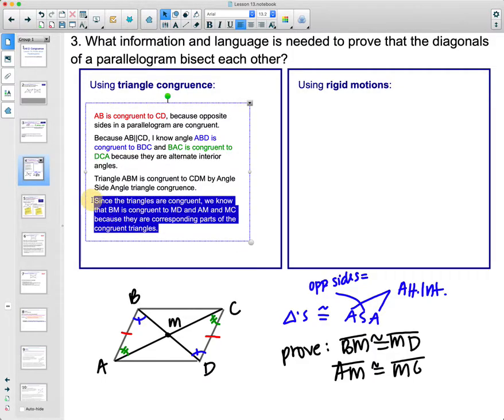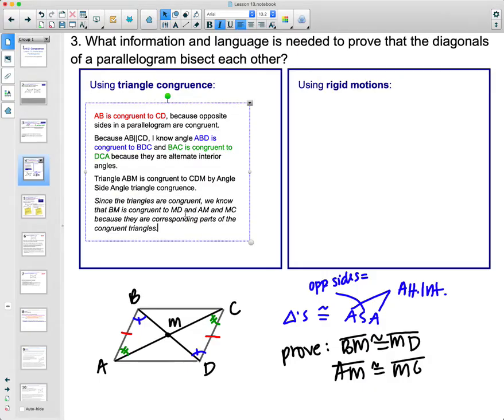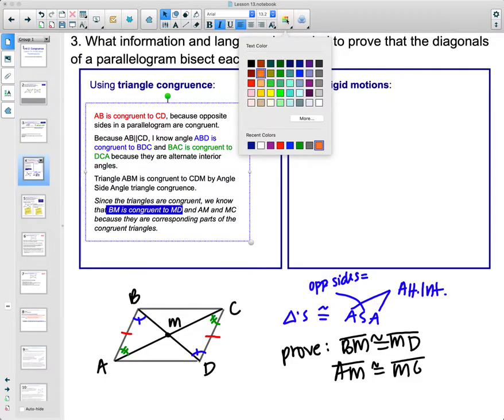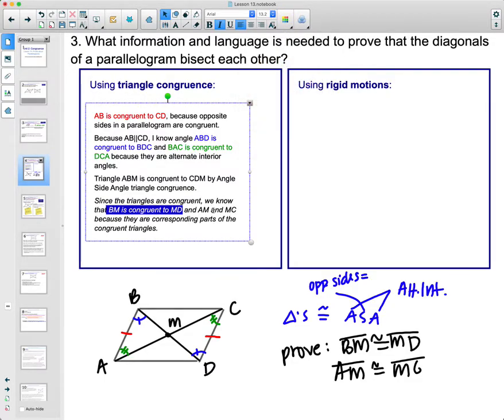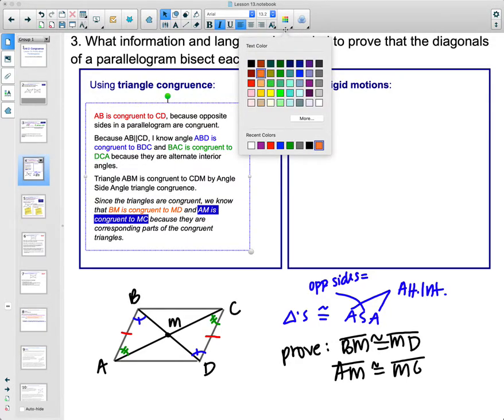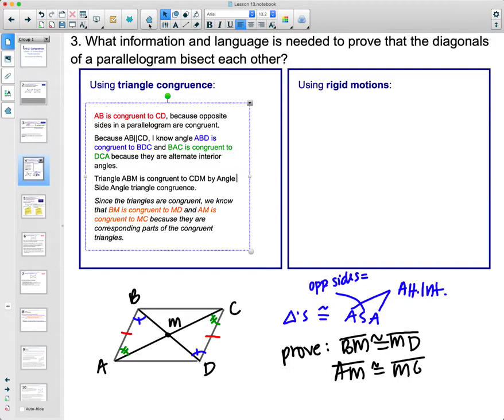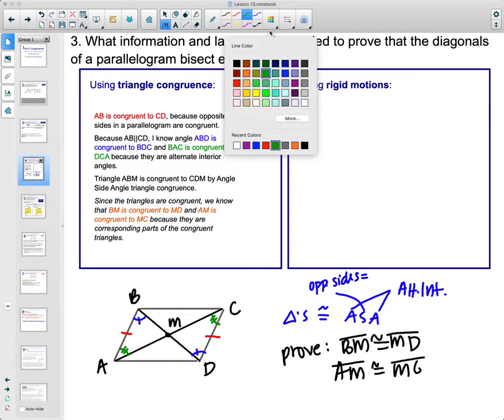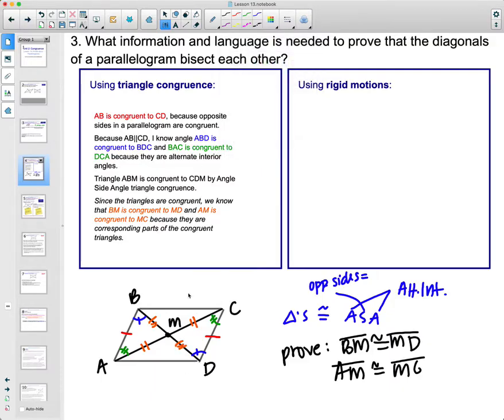And ultimately, this was what I wanted to prove. So we wanted to prove that BM is congruent to MD, and AM is congruent to MC, because those were the diagonals being bisected. So what we got in there ultimately was that this equals this and this equals this. So that is going about that through triangle congruence.